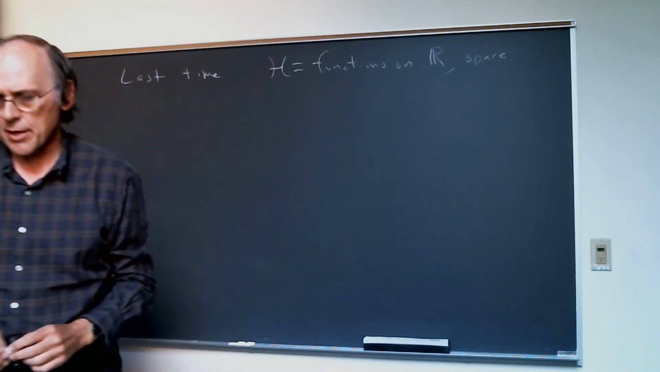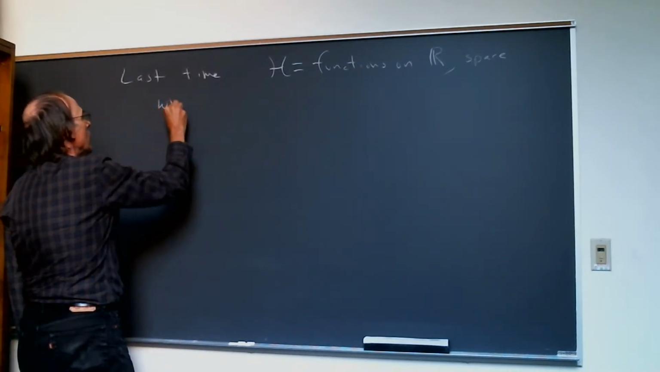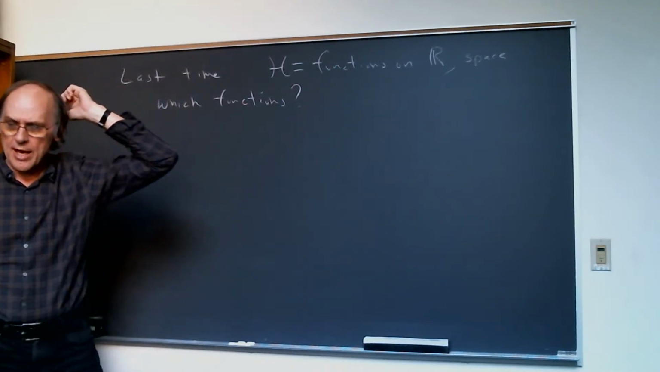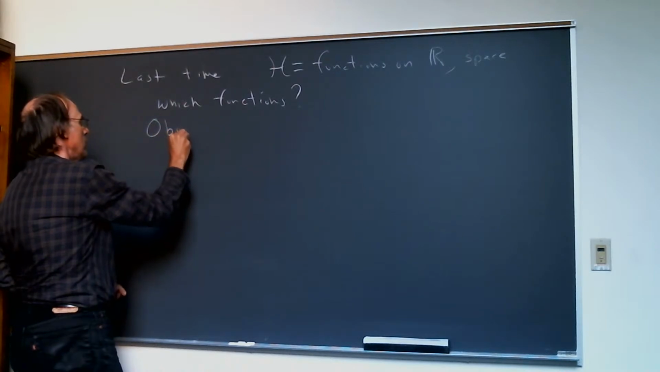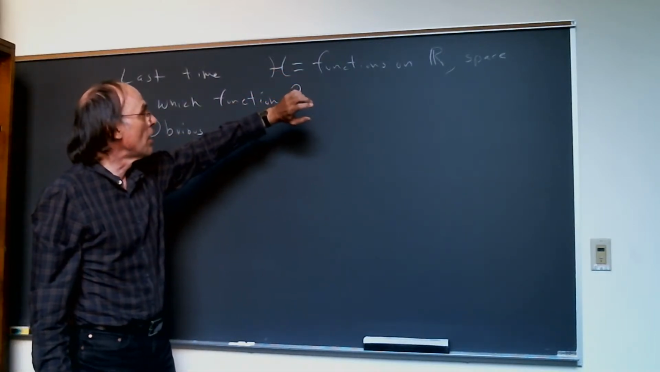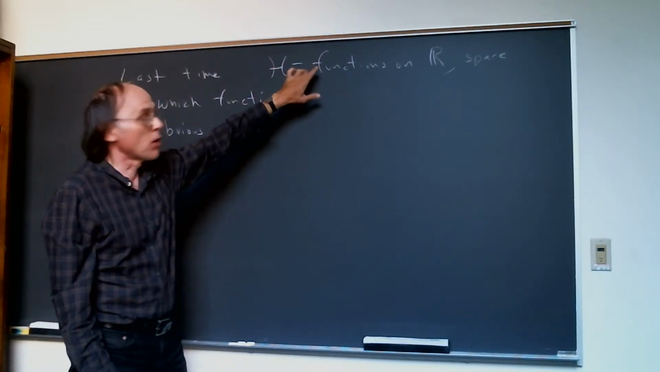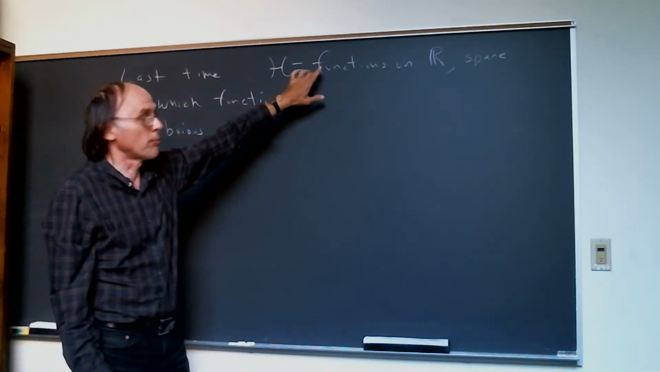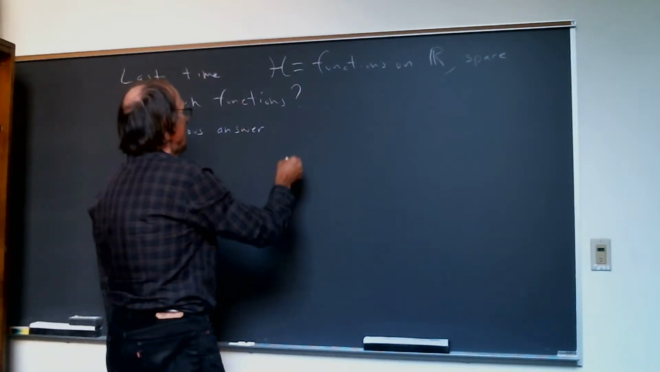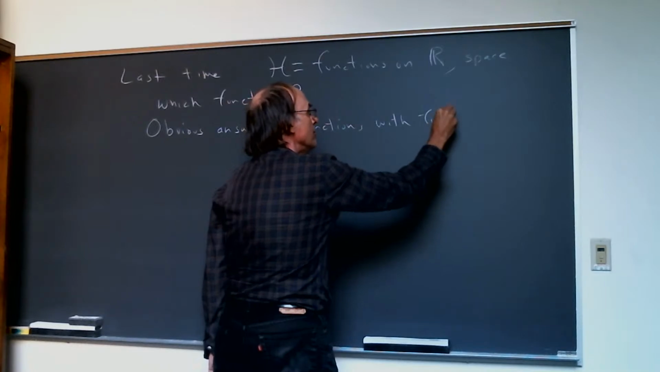So the question is which functions. If I say I have a function space, I want to know which functions. The obvious answer is that we want to use the fact that transformations are unitary, and we want to study inner products in this space, because by Born's rule, those are going to tell us what the probabilities of things happening are. So a standard thing to do is to look at functions with finite norm.